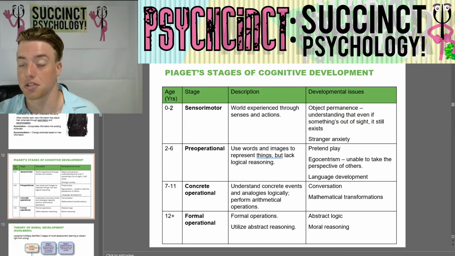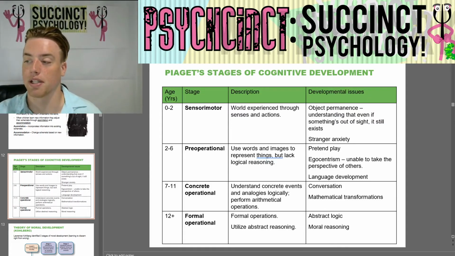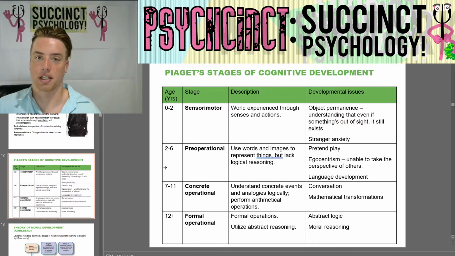Ages 0 to 2 is the sensorimotor stage, and it is the world experienced through senses and actions. Now there are some developmental issues for each of these stages. So object permanence, understanding that even if something's out of sight, it still exists, and stranger anxiety. Your 0 to 2-year-old has trouble, that's why you play peekaboo. They have no object permanence. Once they can't see your face, they assume it's gone.